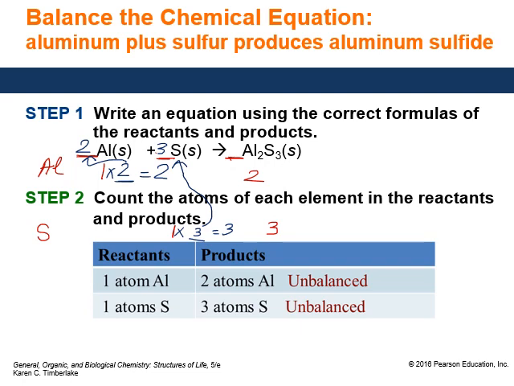That would be your balanced chemical equation. Once you have balanced it, make sure you confirm that it's correct. Aluminum is 2, aluminum is 2. Sulfur is 3, sulfur on the right is also 3. So now you have a balanced chemical equation.